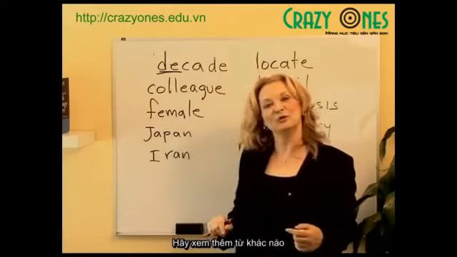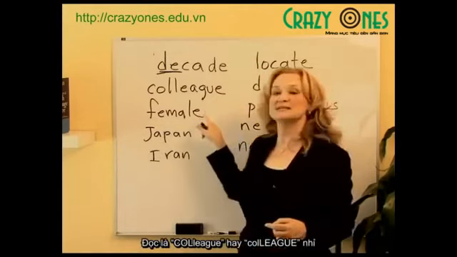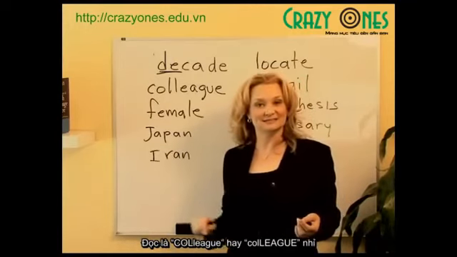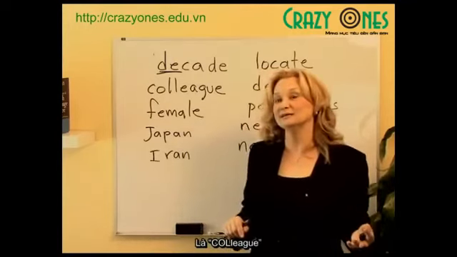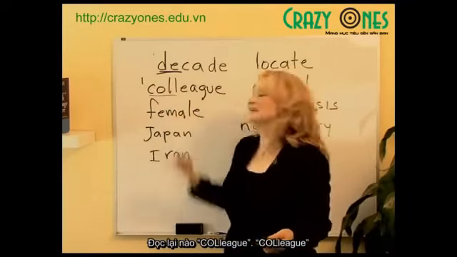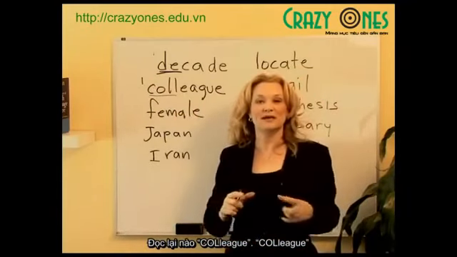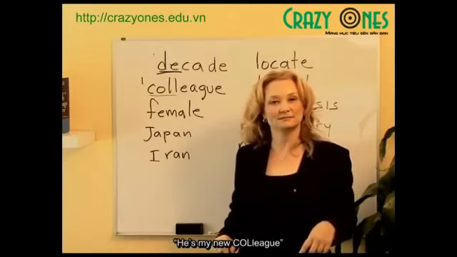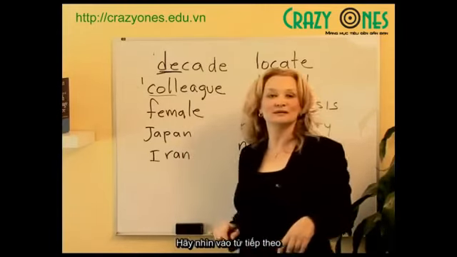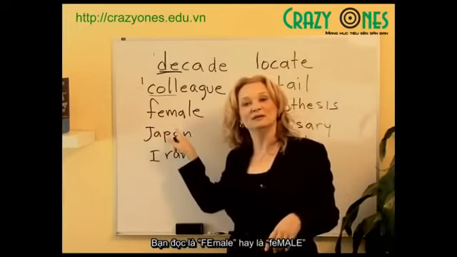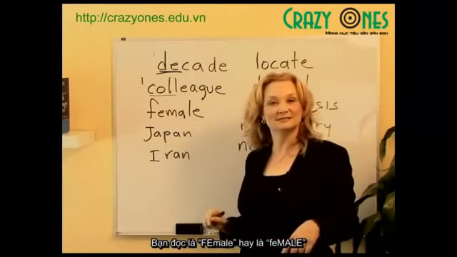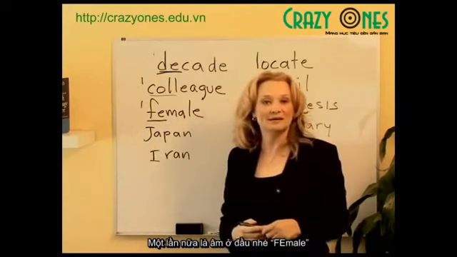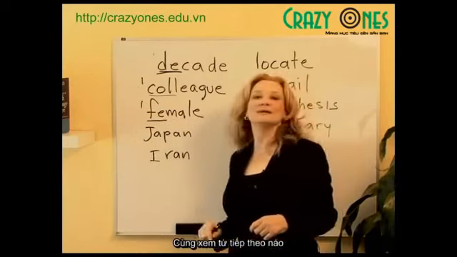Let's take a look at a few more words. The second one, did you say colleague or colleague? He's my colleague? That's right. Once again, it's the first syllable. Repeat after me. Colleague. Colleague. He's my new colleague. Let's look at the next one. Did you say female or did you say female? Once again, it's the first one. Female.